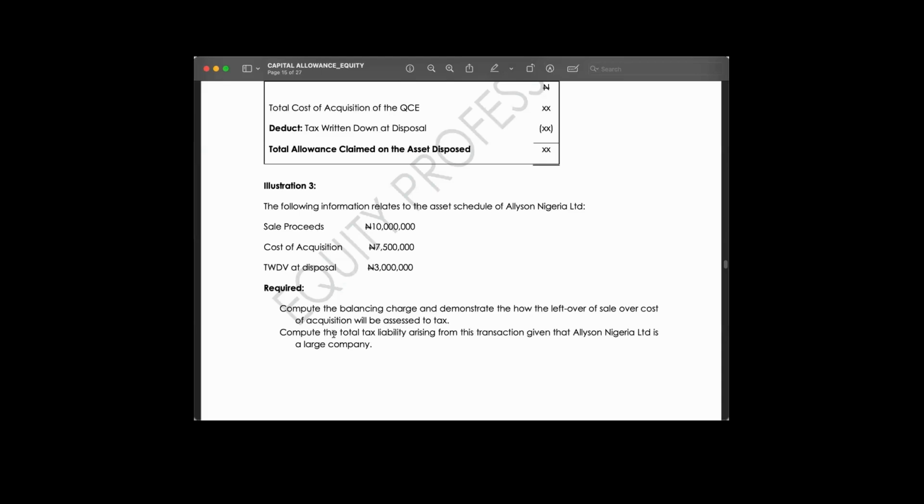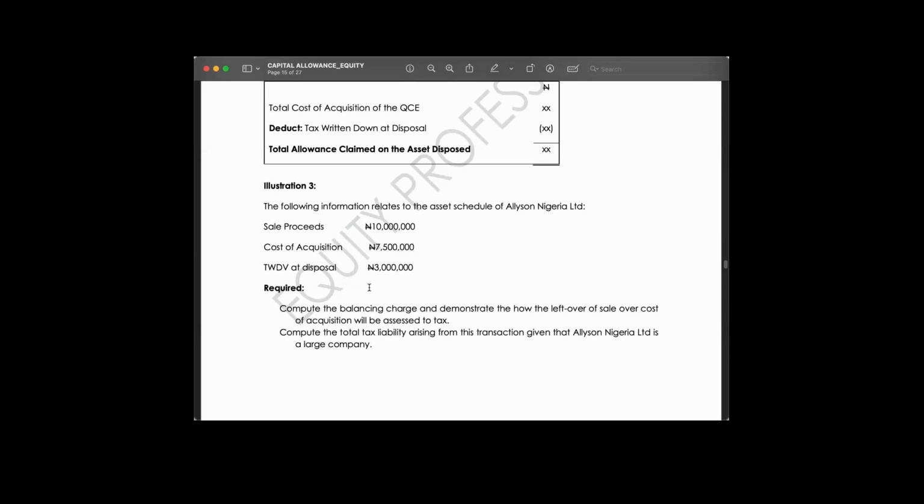So, how do we go about this? Now, the first thing we need to do is to compute our balancing charge. What is our balancing charge? Looking at this, 7 million. Right? What is the allowance claimed on this asset? 4,500,000. Good.